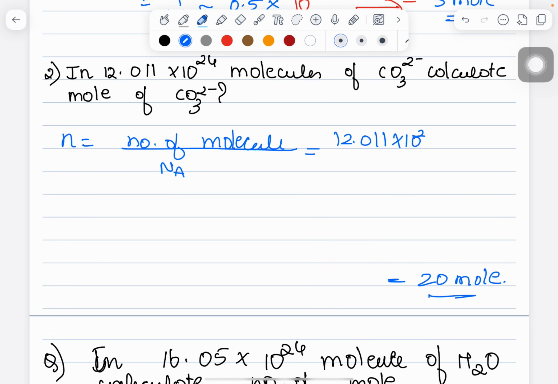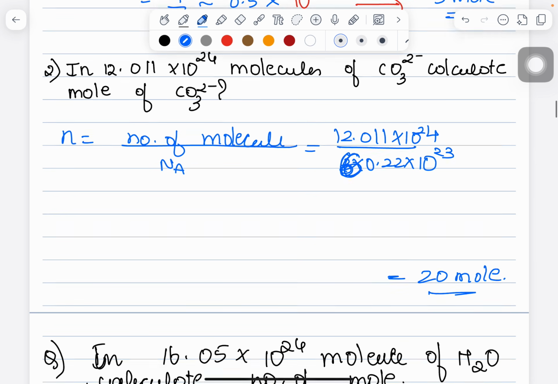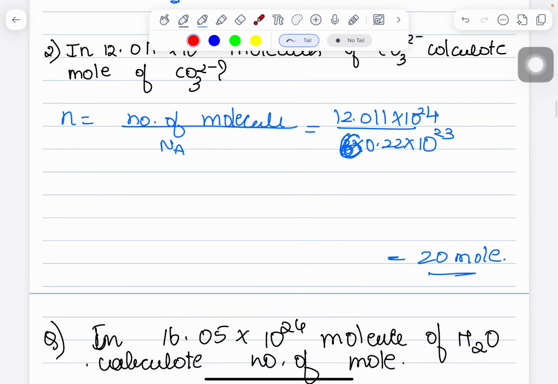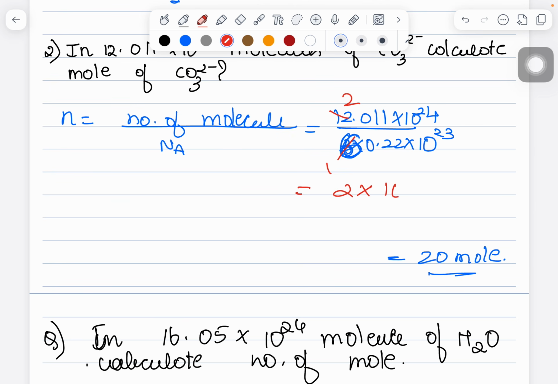12.011 × 10^24, whereas Na is equal to 6.022 × 10^23. Now, 6.0 × 10^23. So now we will not consider these values, we just consider the previous points, 2 decimals. So 6 ones are 6, 6 twos are 12, so it becomes 2 × 10^23 moves up, 24 minus 23, so that is equal to 2 × 10^(23 minus 21), which is 10^1, 2 into 10 is 20.